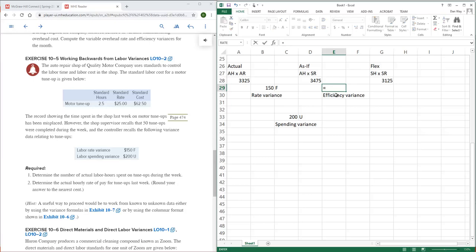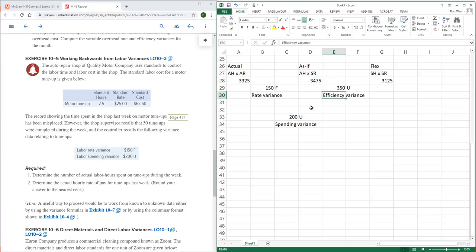So if I subtract the 3,125 in the flex from the 3,475 as-if, we know our efficiency variance is $350. Since the as-if is greater than the flex, that's got to be an unfavorable efficiency variance.